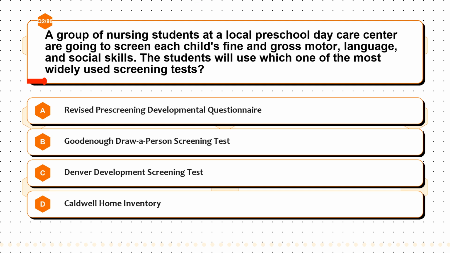Question 2. A group of nursing students at a local preschool day care center are going to screen each child's fine and gross motor, language, and social skills. The students will use which one of the most widely used screening tests? Here are the options. Option A. Revised Prescreening Developmental Questionnaire. Option B. Goodenough Draw Person Screening Test. Option C. Denver Developmental Screening Test. Option D. Caldwell Home Inventory.